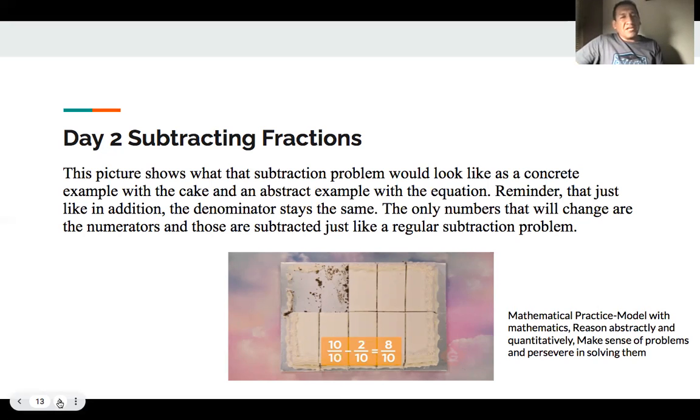Make sure everyone understands this cake visual before moving on with some example problems, and ask the kids to hold up their fingers on a scale of 1 to 10, 10 being the highest, understanding completely.